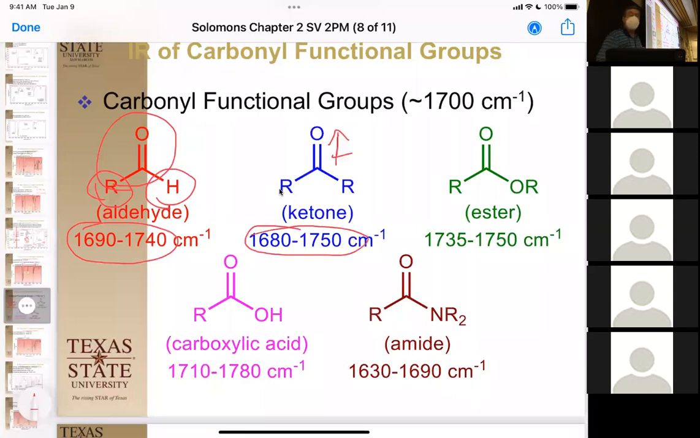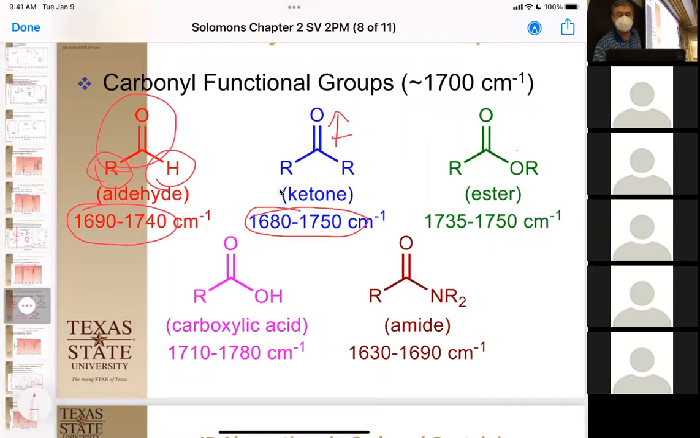But if we were to add an electronegative element that had lone pairs on it, it's going to shift it above 1700. They're all above 1700, almost 1750. Your aldehydes and ketones can be right there at 1700 wave numbers, and your esters are always going to be a little above that because of that electron donating group here. So what about a carboxylic acid?